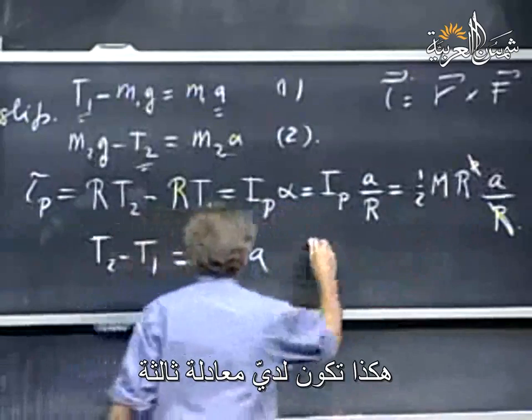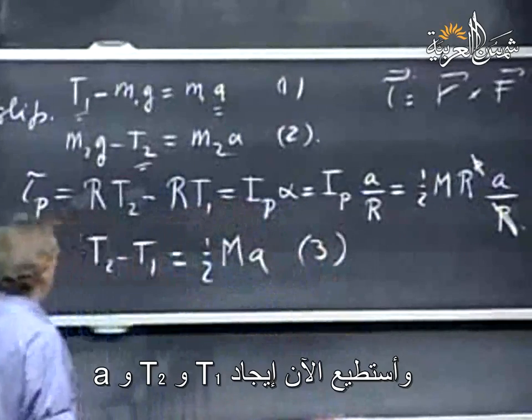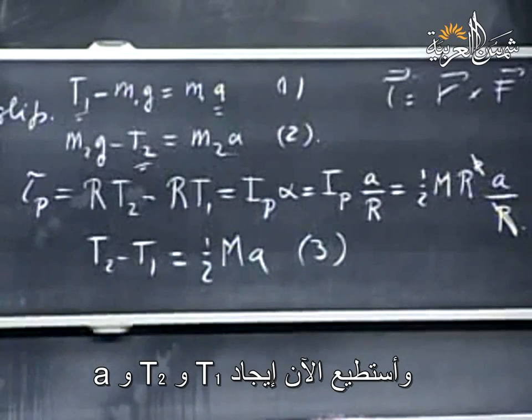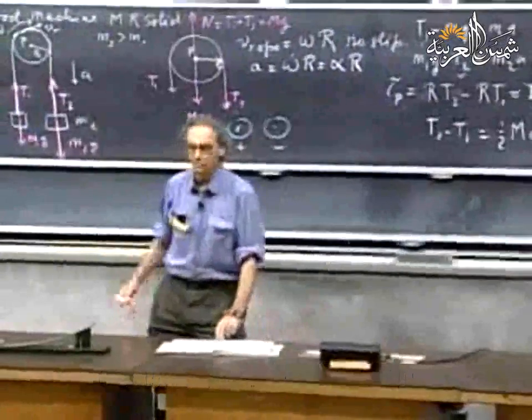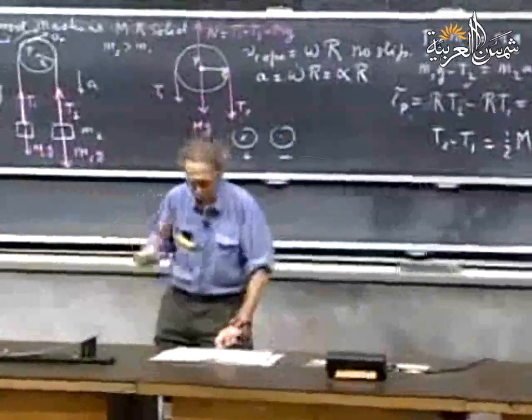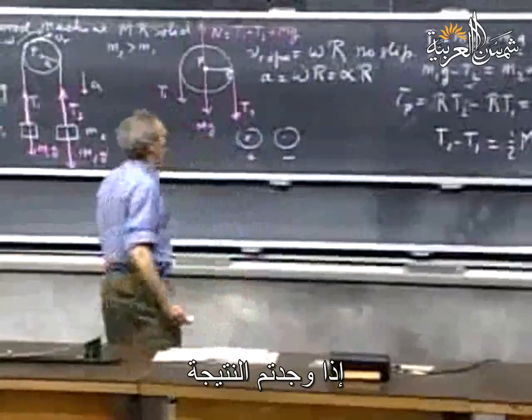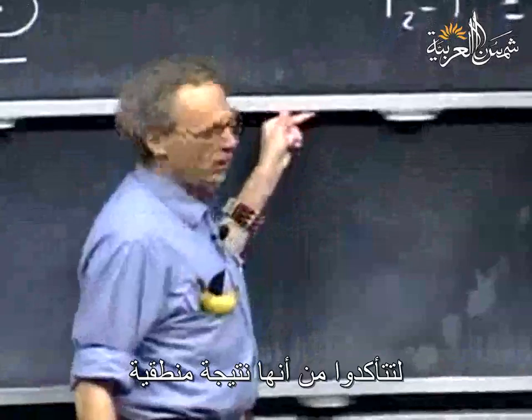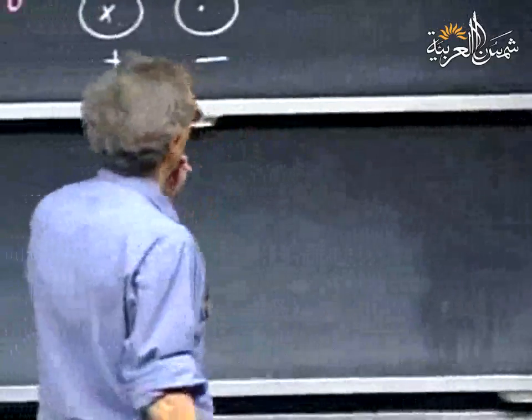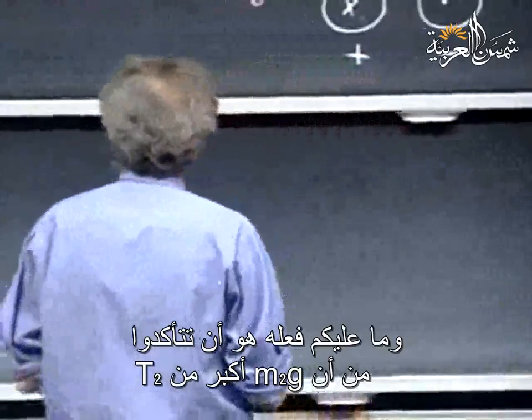And so now I have a third equation, and I can solve for T2, I can solve for T1, and I can solve for A. And you can do that as well as I can. If you find a result, you should always do a little bit of testing to make sure that your result makes sense.